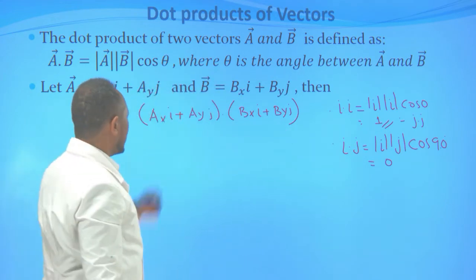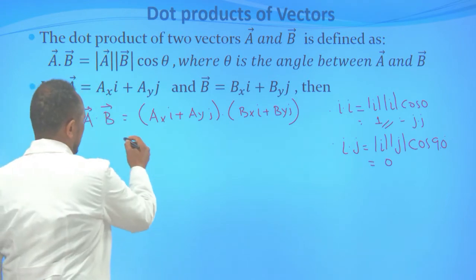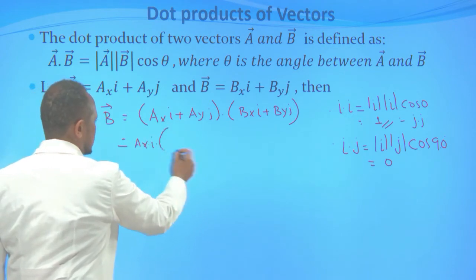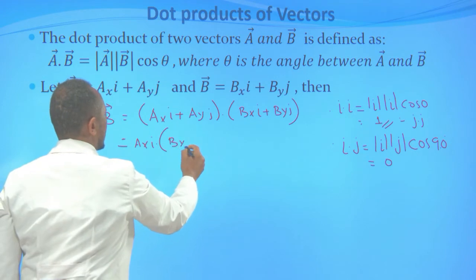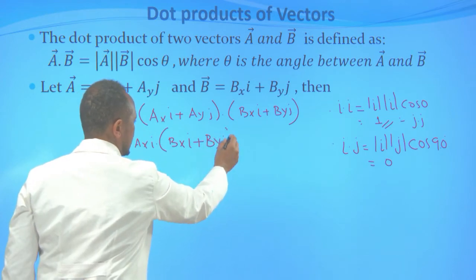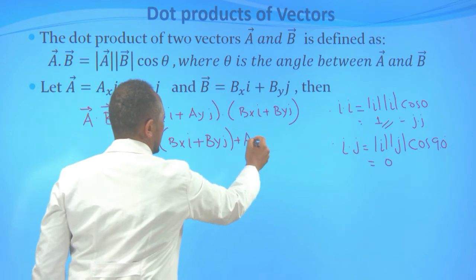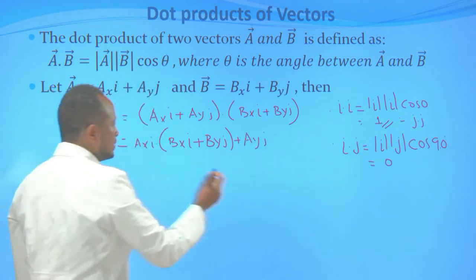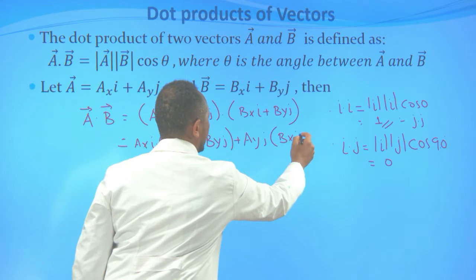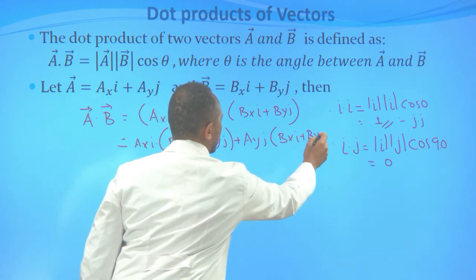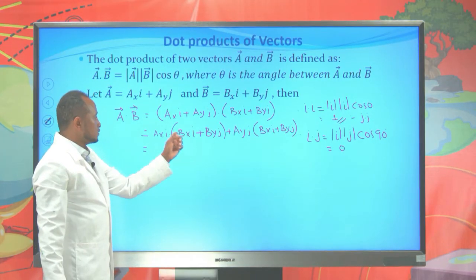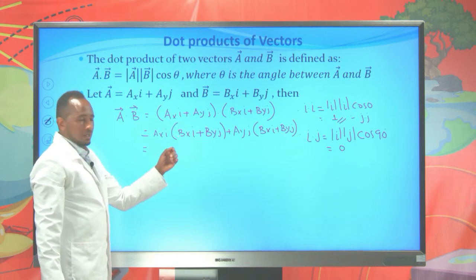So, using this concept, let's find A dot B. A dot B equals A_x i plus A_y j, dotted with B_x i plus B_y j, distributing over the terms. Therefore, the dot product of A_x i and B_x i is A_x B_x times i dot i, and i dot i is 1.